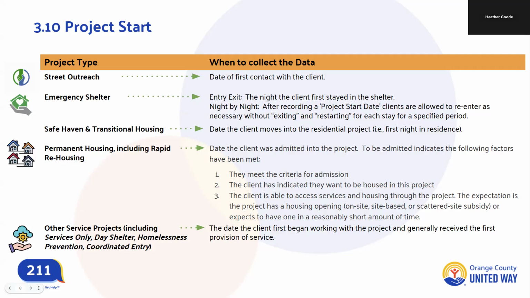For safe haven and transitional housing, this is the date the client moves into the residential project. And then for permanent housing, and that includes rapid rehousing, it's the date the client was admitted into the project. And to be admitted means three things. They meet the criteria for admission. The client has indicated they want to be housed in this project, and the client is able to access services and housing through the project.